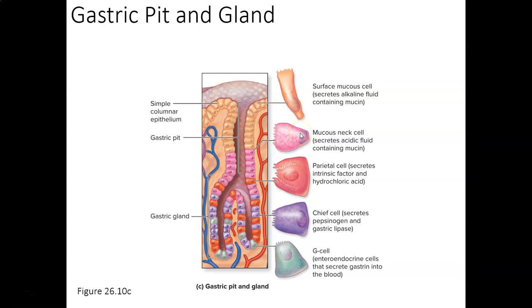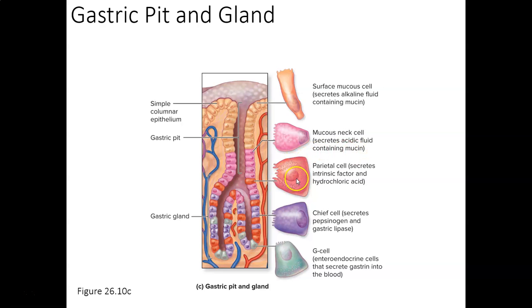The second type is also a mucus-secreting cell called mucous neck cell. So they are closer to the lumen than the rest of the three types. And they secrete actually acidic fluid containing mucin.